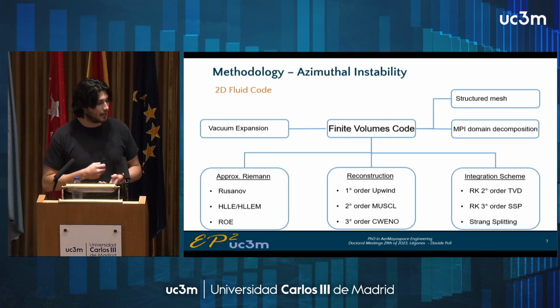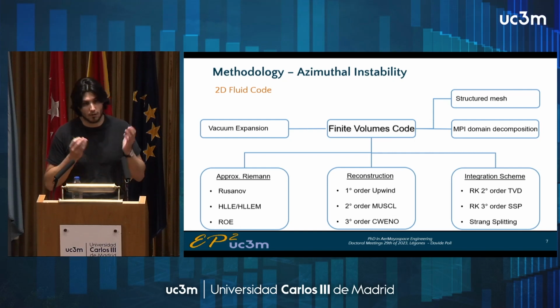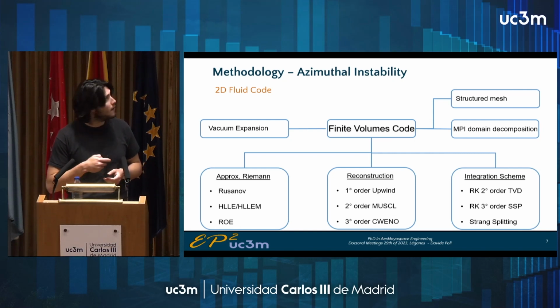To solve this, I developed a two-dimensional finite volume code from scratch in Fortran, which uses a structured mesh with MPI domain decomposition, and we can select between different approximate Riemann solvers, reconstruction techniques, and integration schemes. The latest addition to this code is the ability to expand plasma, or gas in general, into vacuum.